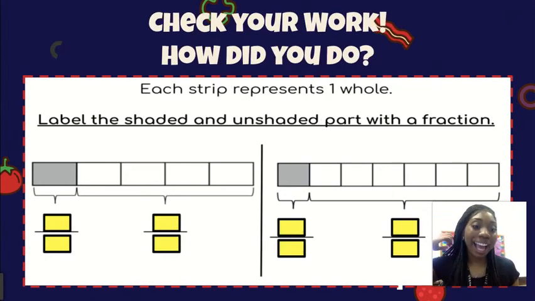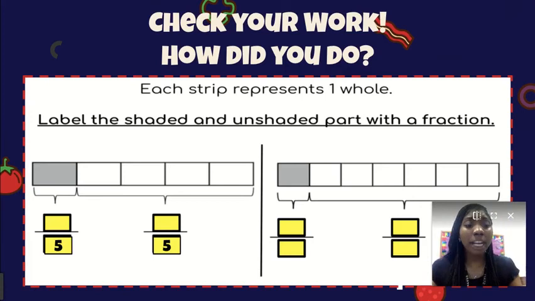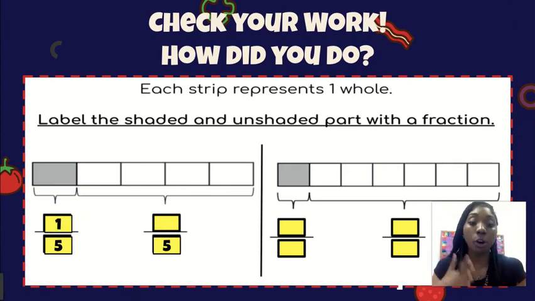Okay, scholars, welcome back. Let's go and check our work together. So let's look at the first whole. How many parts make up the whole? Let's count. Ready? 1, 2, 3, 4, 5. So we know that the denominator is going to be 5 because 5 parts make up the whole. Now we're looking at shaded versus unshaded. How many of these parts are shaded? 1. Excellent. So we know that 1/5 of the whole is shaded.